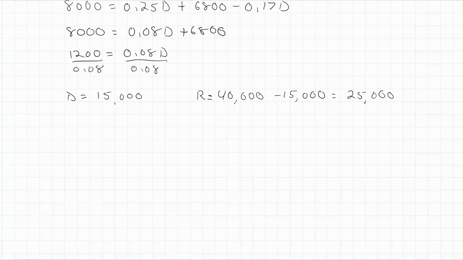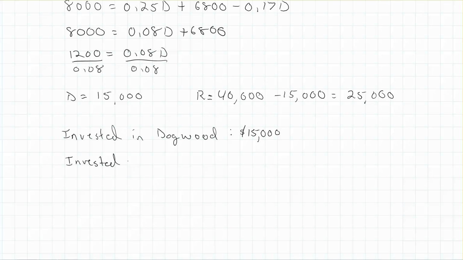So we can now answer the question. Invested in dogwood is $15,000, and invested in red maple is $25,000. So make sure to answer the question on these.